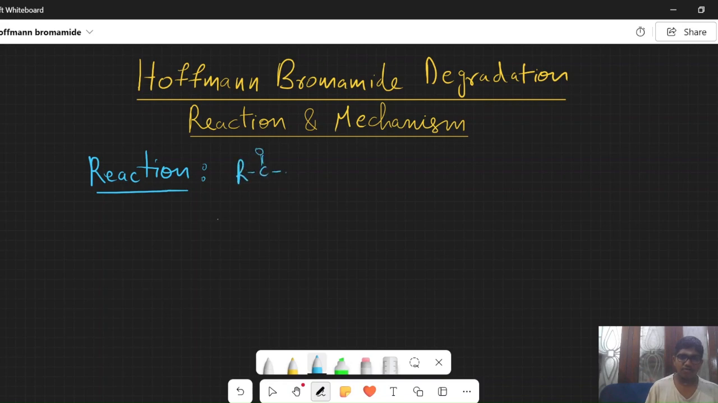RCONH2. It's a double bond, by the way. RCONH2 plus Br2 plus KOH. So we are reacting an amide in the presence of a halogen. Here I have taken bromine and a base KOH, which will give us RNH2. It's a degradation reaction, aptly termed, because one carbon is reduced. See, C double bond O is removed. It just becomes RNH2. So the chain length is reduced by one carbon.